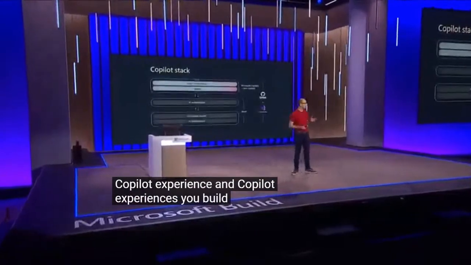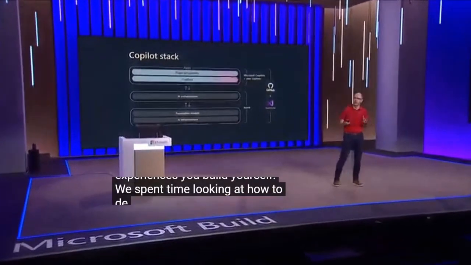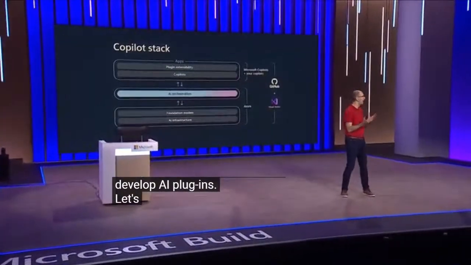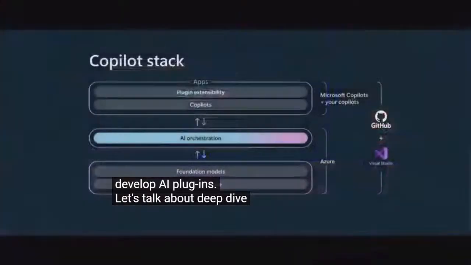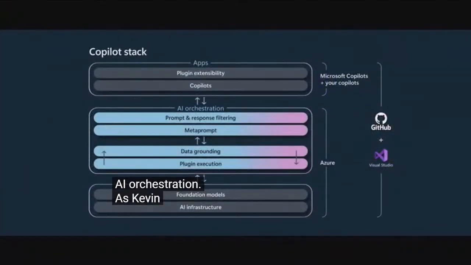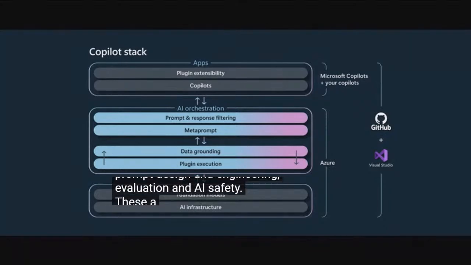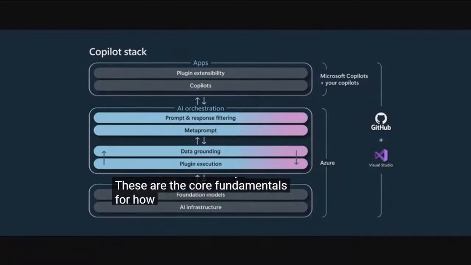So we spent some time looking at how to develop AI plugins. Let's now switch gears and deep dive into what we call AI orchestration. Now, as Kevin explained earlier, AI orchestration involves grounding, prompt design and engineering, evaluation, and AI safety. These are the core fundamentals for how you create great Copilot experiences.